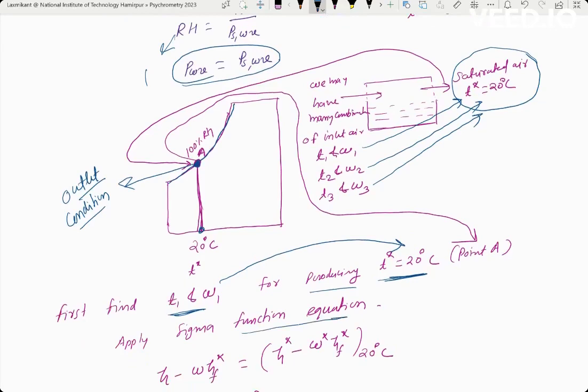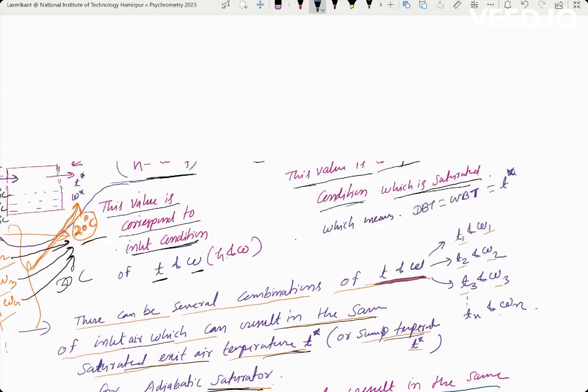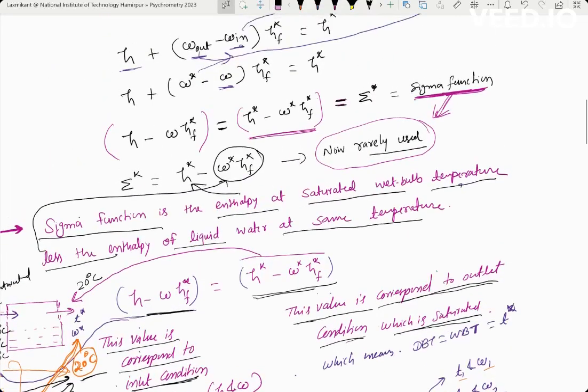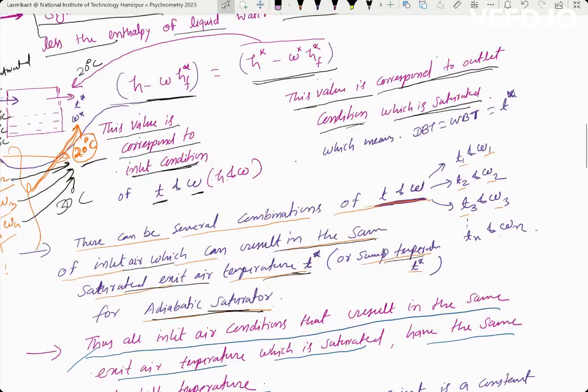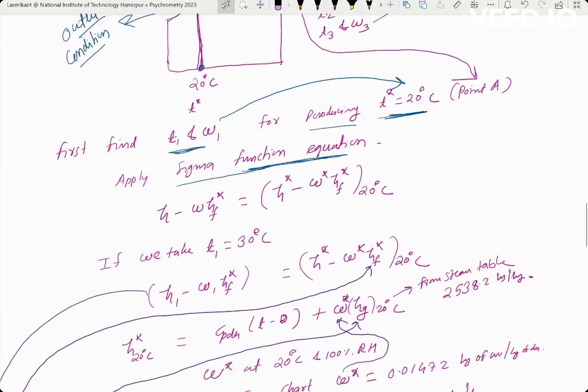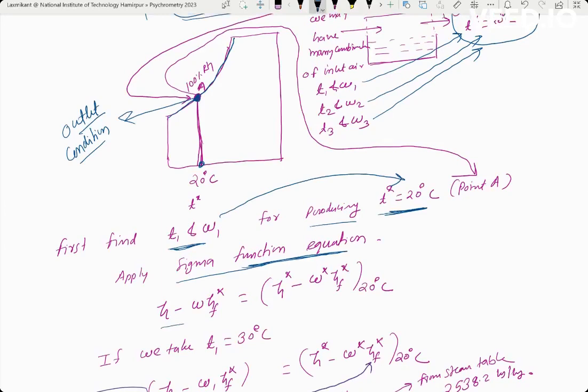Apply the sigma function equation that we have studied here. This is the sigma function equation. So apply the sigma function equation: H minus omega HF star is equal to H star minus omega star HF star. So this is the exit condition. The enthalpy, omega, HF, these are for the exit condition which is saturated. And we are considering 20 degree Celsius, we have taken in the example.